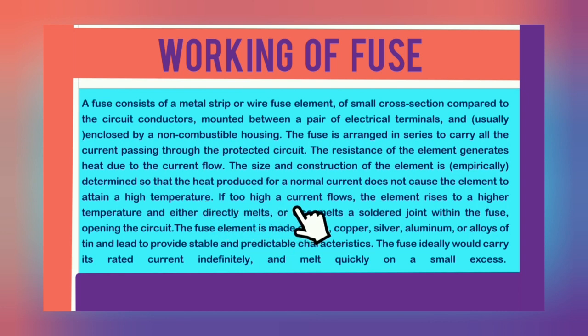If too high current flows, the element rises to a higher temperature and either directly melts or else melts a soldered joint within the fuse, opening the circuit. The fuse element is made up of zinc, copper, silver, aluminium or alloy of tin and lead to provide stable and predictable characteristics. The fuse ideally would carry the rated current indefinitely and melt quickly on a small excess.